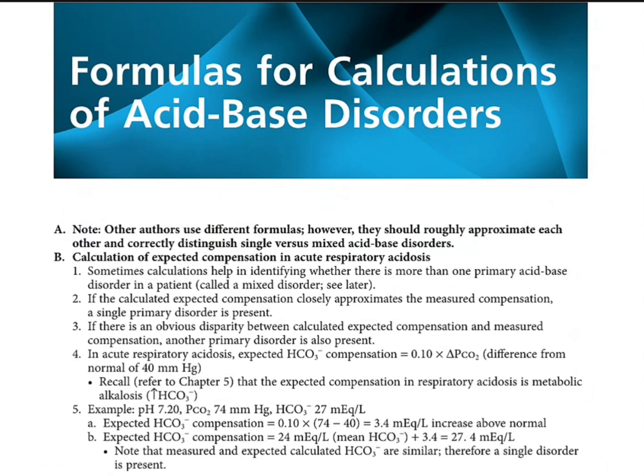So the expected compensation should be 24 plus 3.4, that is 27.4. So the value of bicarbonate is 24 and the expected compensation in addition to that makes it 27.4. So in the patient, you see that the bicarb level is 27 milliequivalents per liter, which is the observed value, and the expected value is same. So the measured and expected or calculated bicarb are similar. Therefore, it's a single disorder, not a mixed disorder.